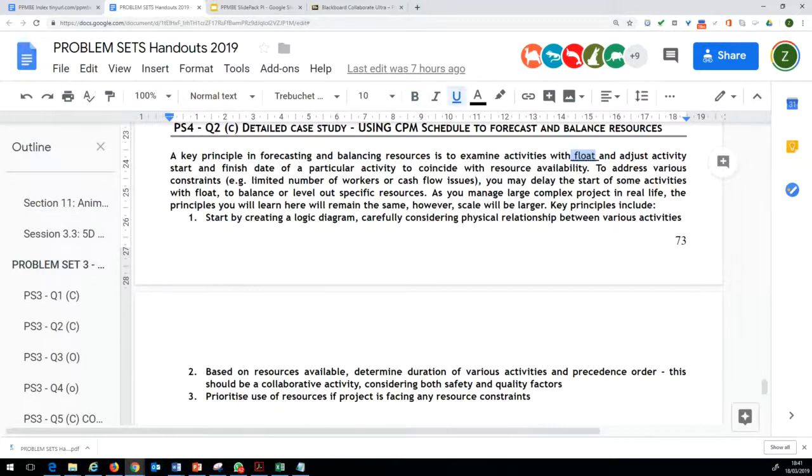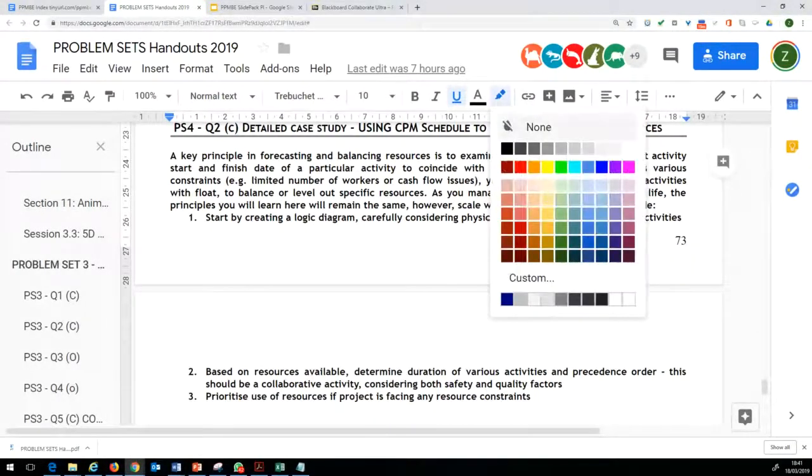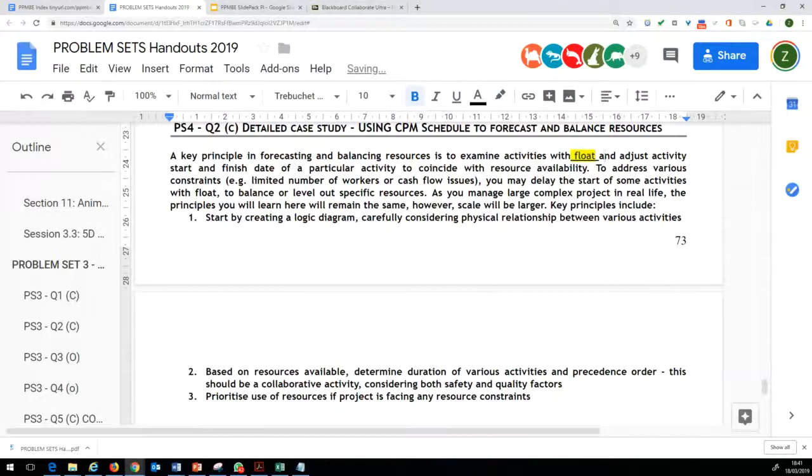So when we talk about managing resources, forecasting resources, the keyword is the float, because the activities which are critical cannot be moved. They are basically cast in stone, whereas the float provides you with the flexibility to move your resources from one place to another. So to address various constraints, the constraints projects face could include things like a limited number of workers on your team, or cash flow situations, which we will be discussing in this room, or it could be a limited amount of equipment.